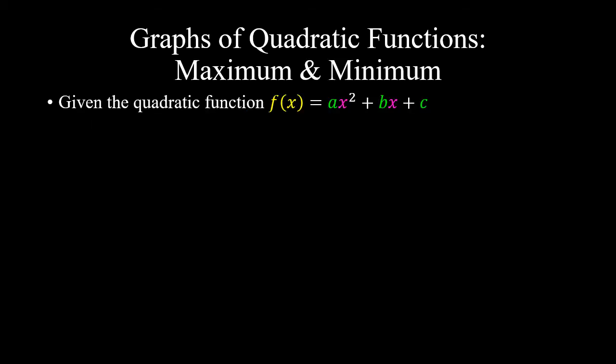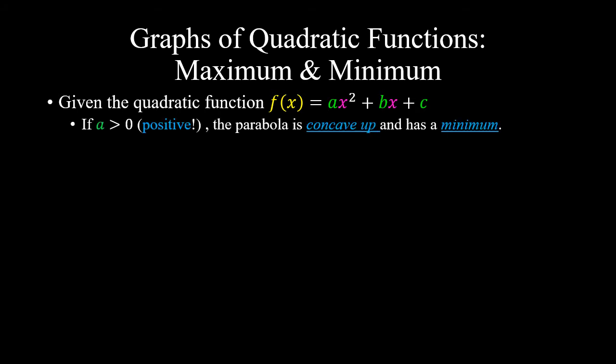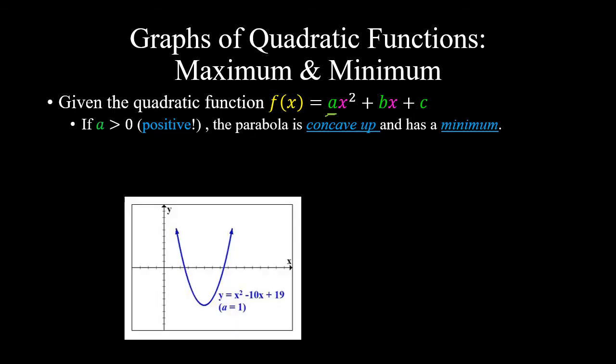So now let's talk about the maximums and minimums of quadratic functions and their graphs. It's very closely related to concavity, which is why we're going to talk about this next. So again, if we're given a quadratic function in that general form, f of x equals ax squared plus bx plus c, we know that if that coefficient A is greater than 0, meaning it's positive, the parabola is concave up. We just talked about that on the last slide. But that also means that that parabola has a minimum point. And what is it? I'll show you. There it is. That's the minimum point.